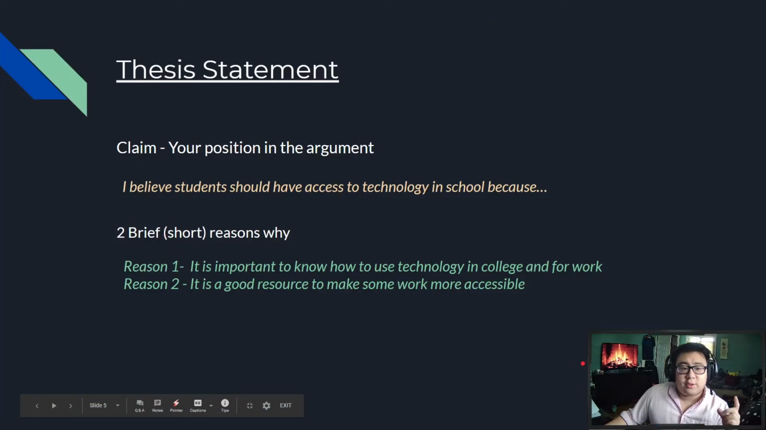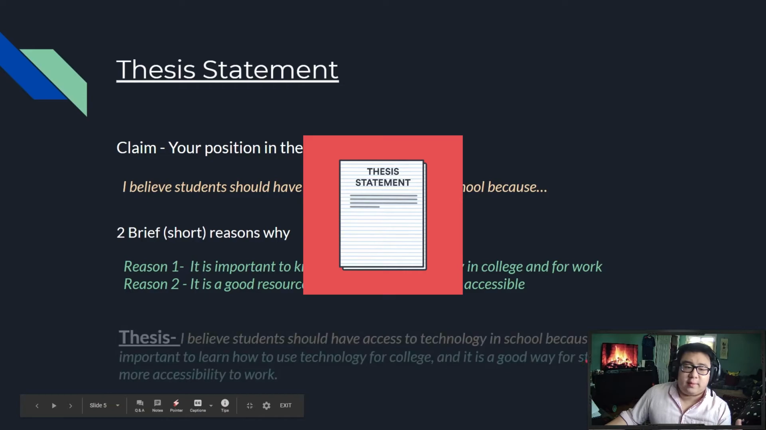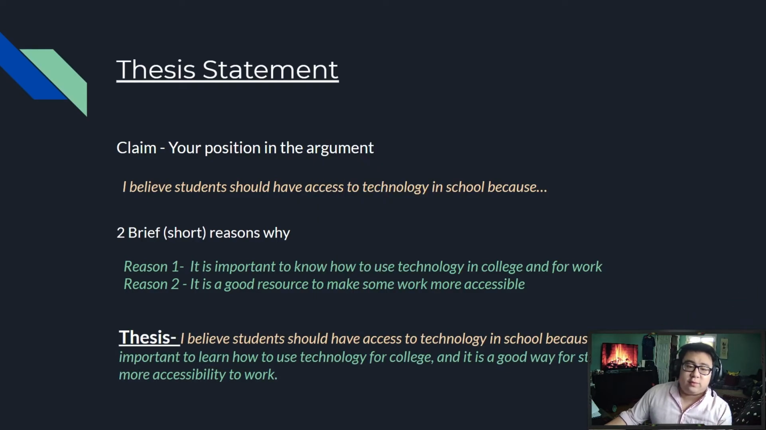When I put these 2 together, I get a thesis statement. I believe students should have access to technology in school because it is important to learn how to use technology for college, and it is a good way for students to have more accessibility to work. A lot of things there, but this is the meat and potatoes of my introduction, and it's going to outline what I'm going to be talking about for the rest of my essay.